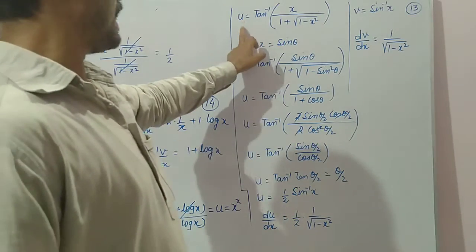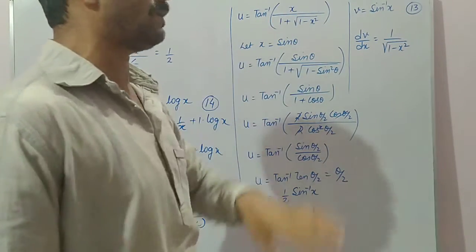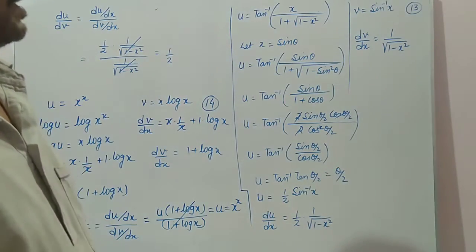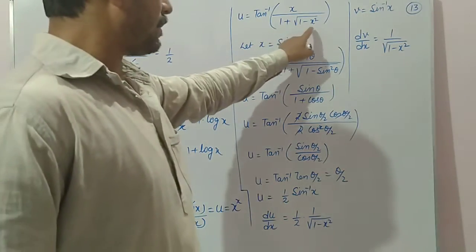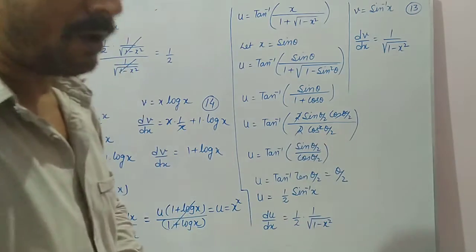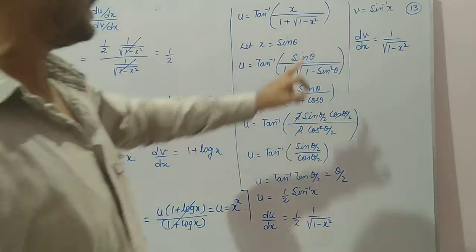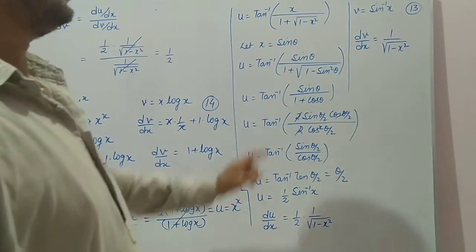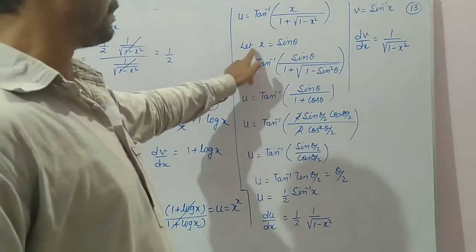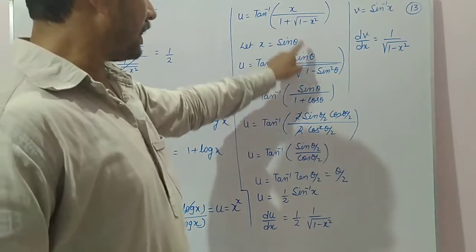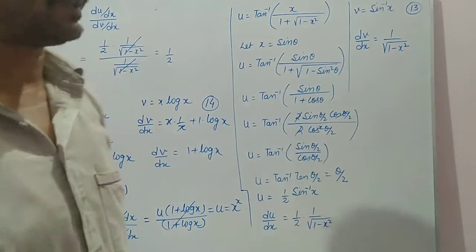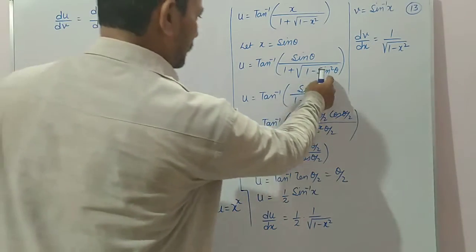So we are taking u as tan inverse of x by 1 plus root over 1 minus x square, and v as sin inverse x. As it is root over 1 minus x square, you can put x equal to sin theta. I have earlier told that if v is sin inverse x, then most probably we will put x equal to sin theta. So we are putting x equal to sin theta. Here we get sin theta divided by 1 plus root over 1 minus sin square theta, that is 1 plus cos theta.